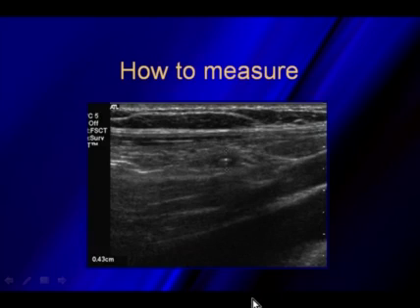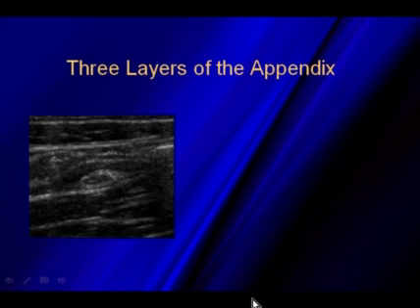Here's exactly how you want to measure another normal appendix. It is 4 millimeters in a short axis view, and you can see it's much easier to measure in the target view, I think, than it is in the long axis view.